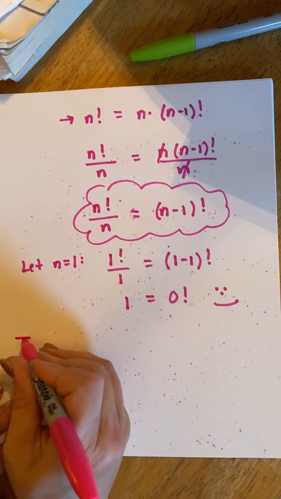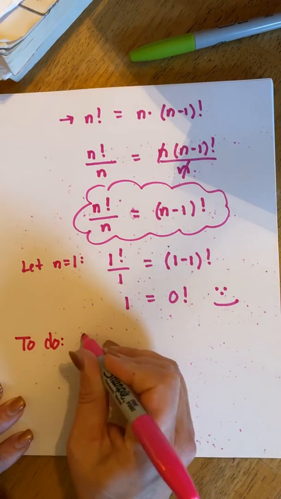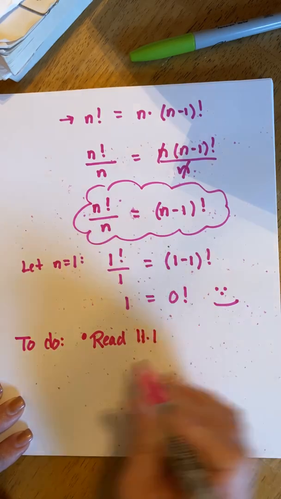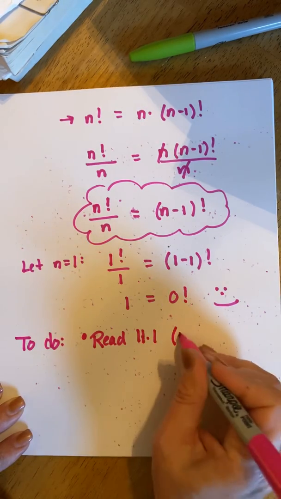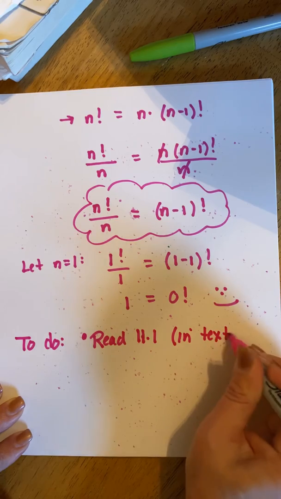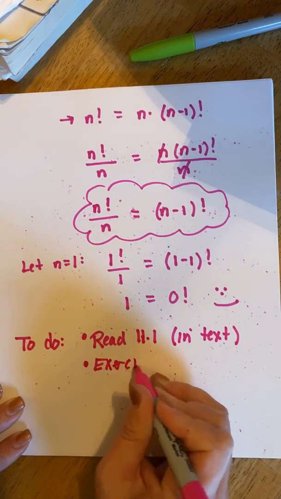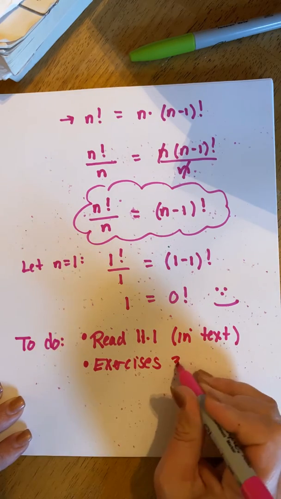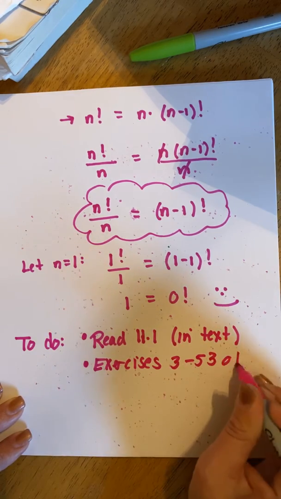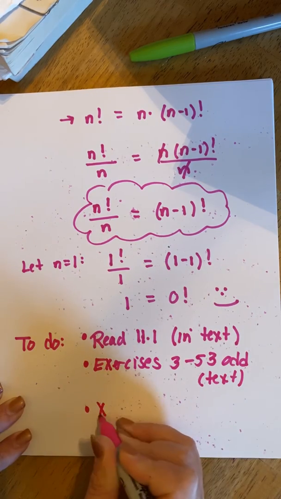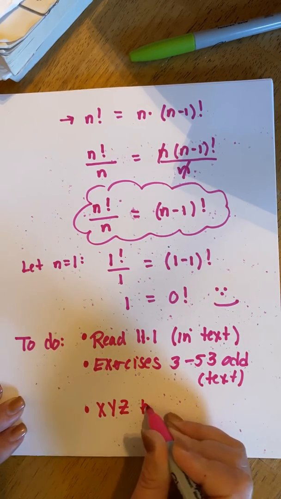To do: read 11.1 in your text. Exercises 3 to 53 odd in your text. XYZ homework.